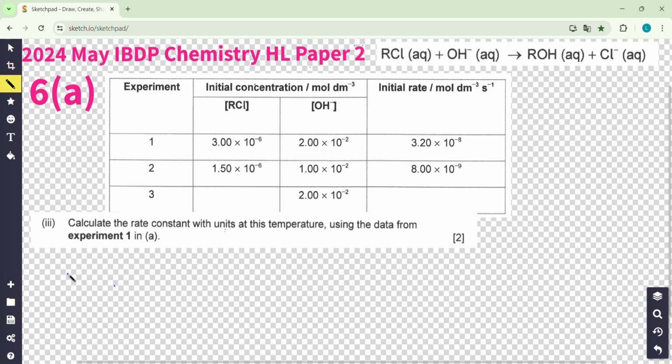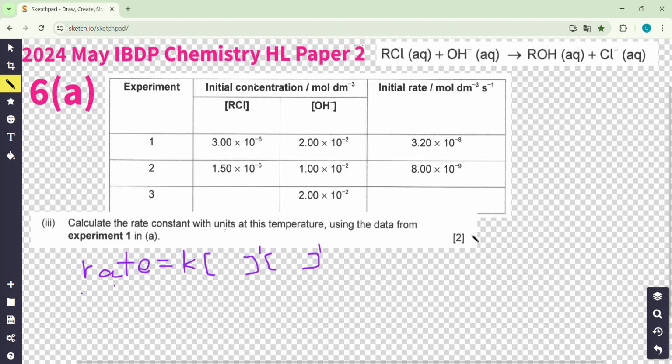We continue our journey on question 6A3. Find out the rate constant. Remember, the rate equals the rate constant times the concentrations to their orders, but both are order 1. So which data set will you use? You can use the first data set or the second data set. You just plug in and then calculate. Calculation time. Pause and do it.